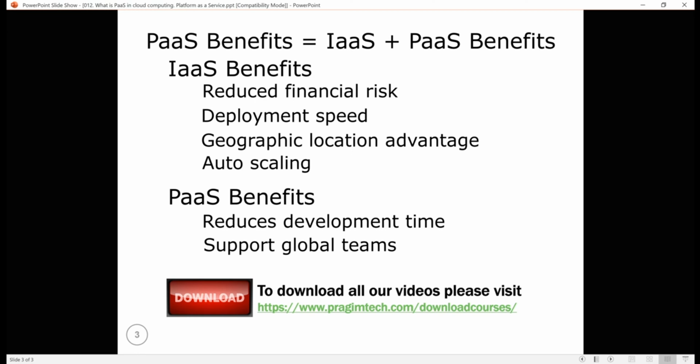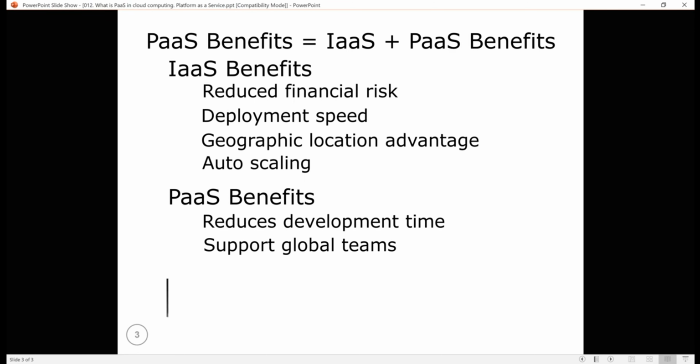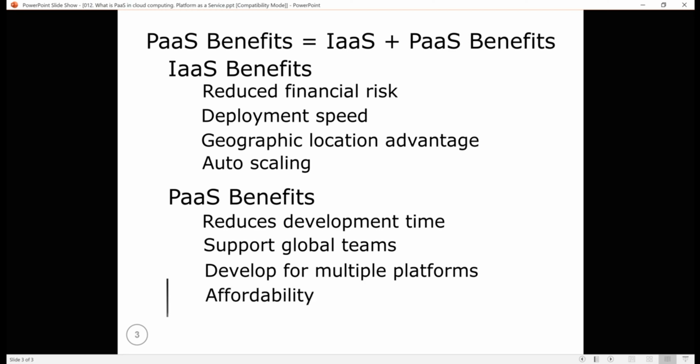As long as they have an internet connection, they can connect and work together on projects. Platform as a service provides options for developing multiple platforms such as computers, mobile devices, and browsers. In short, it makes developing cross-platform apps quicker and easier. Affordability is another great benefit.